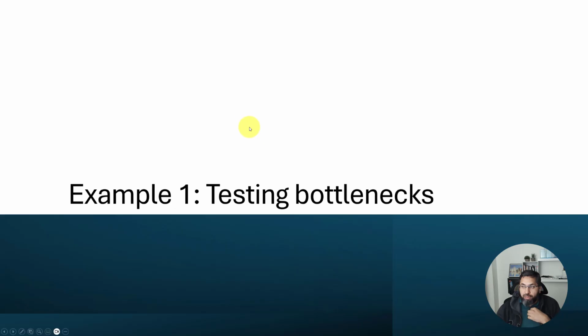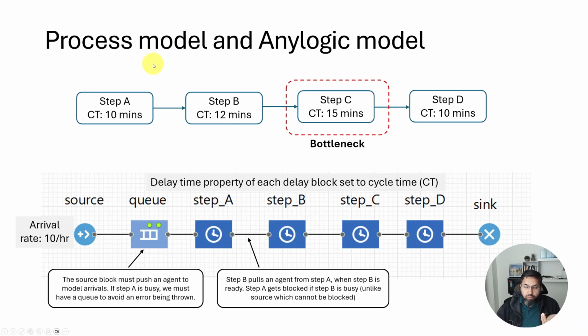So in the first example, we're going to test the theory we learned about bottlenecks. So this is a very simple step A, B, C, D process that you might have seen in the process analysis lecture. The cycle time of each step is given. Step A takes 10 minutes per unit, step B takes 12 minutes per unit, step C takes 15 minutes per unit, step D takes 10 minutes per unit.